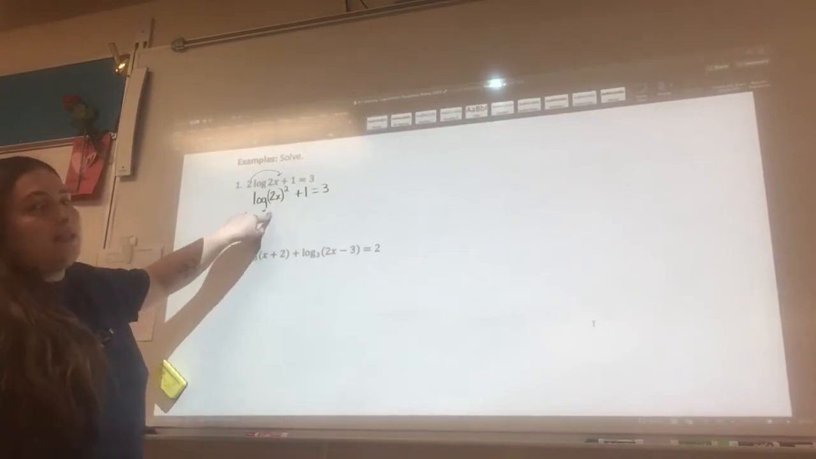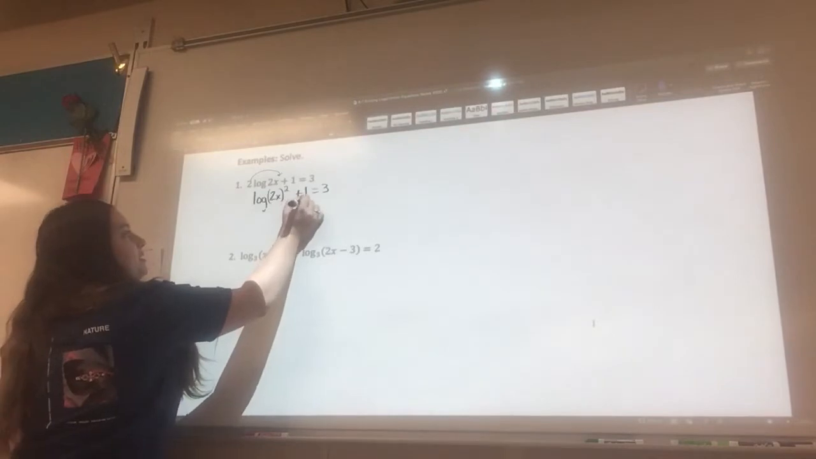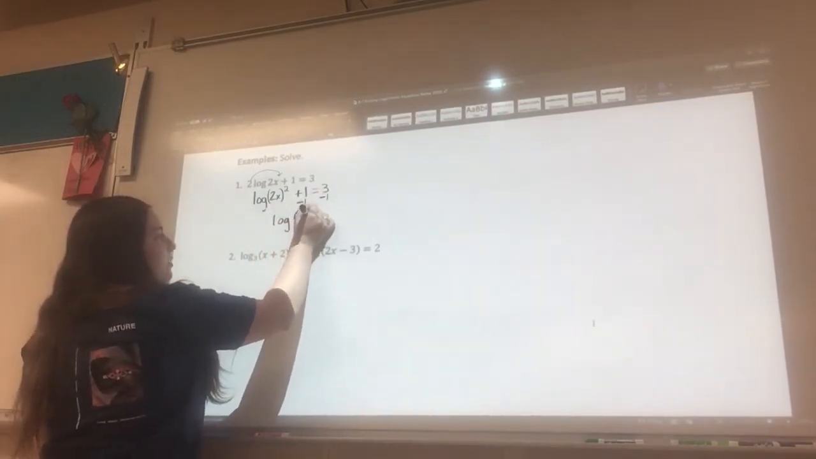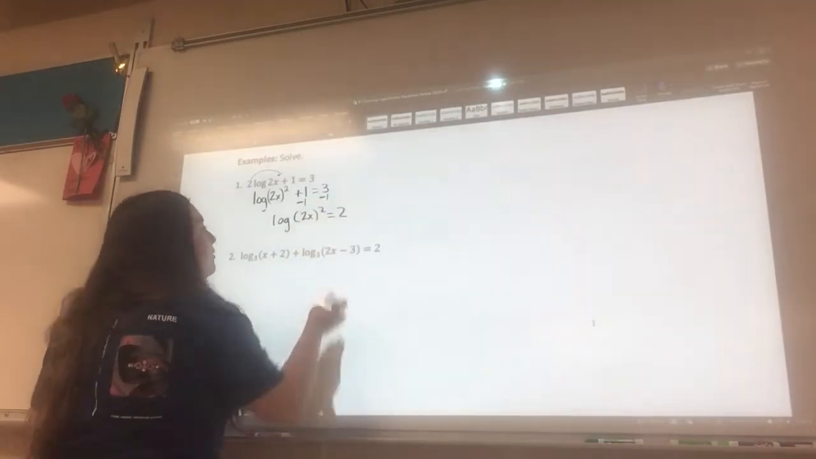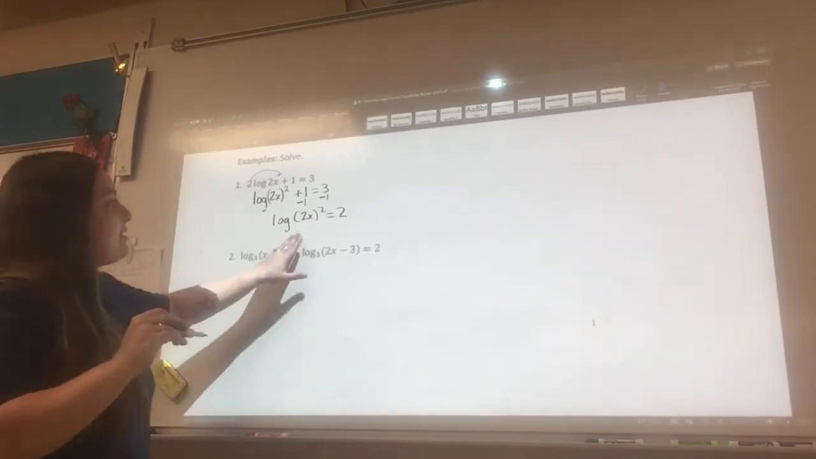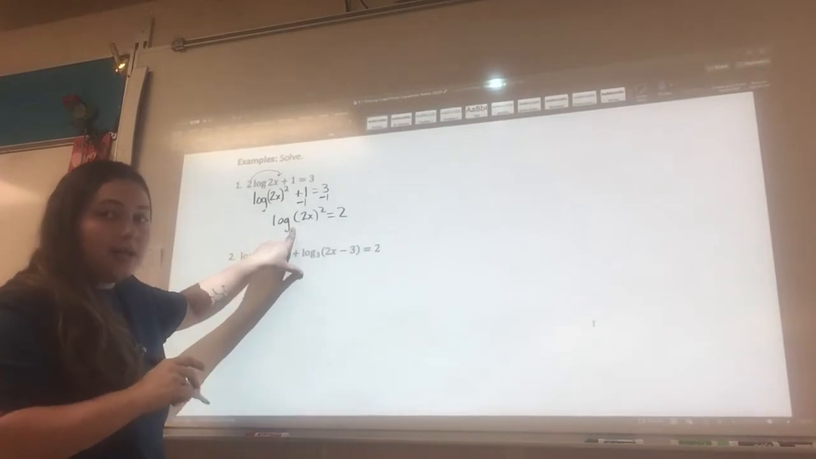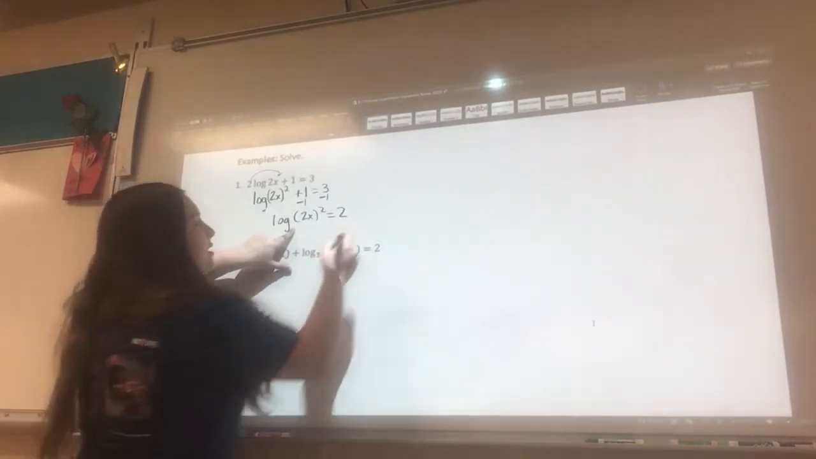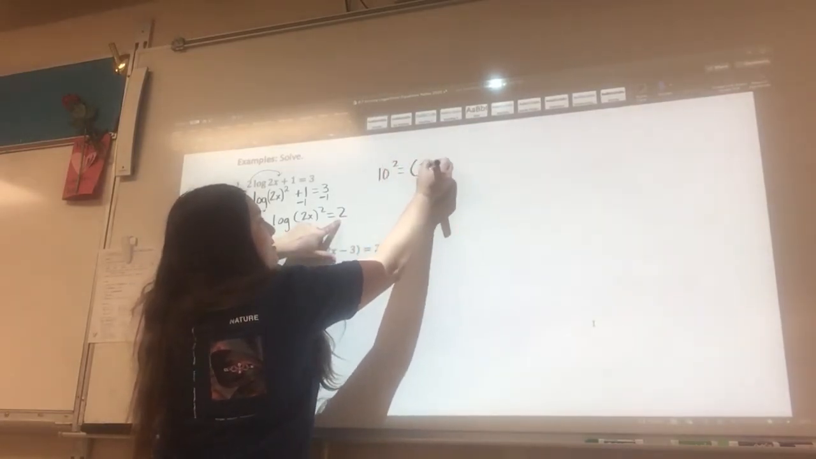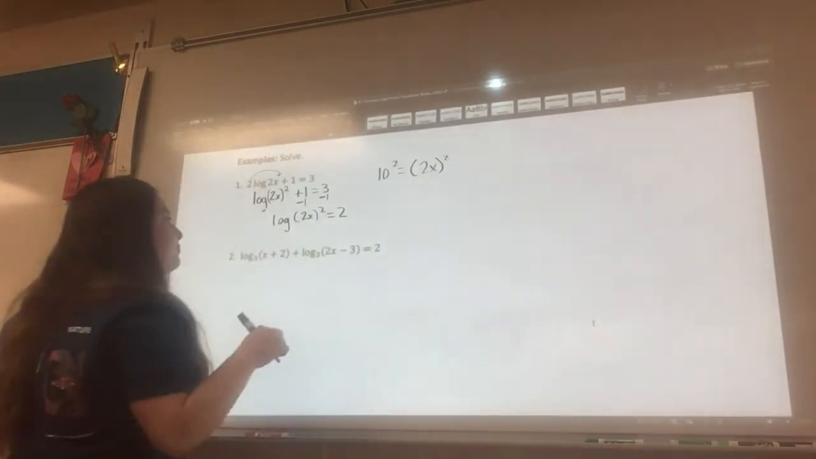Well, we've simplified the log. We now need to solve for the log and isolate it. So we're going to subtract 1. We're going to get log parentheses 2x squared equal to 2. Now that we've done that, we can see that we can transform it to the exponential form. If there's nothing there, our base is 10. So this becomes 10 to the squared equal to parentheses 2x squared. At any time you could have simplified that, I'm just writing it out.